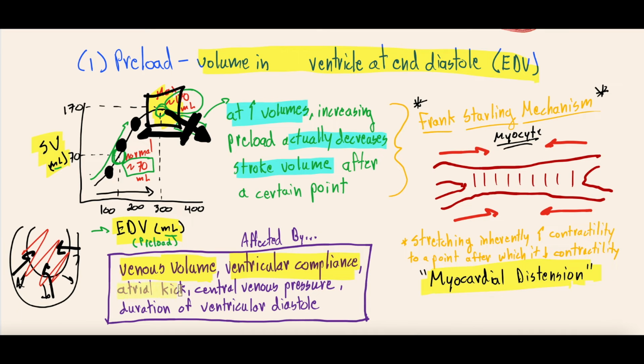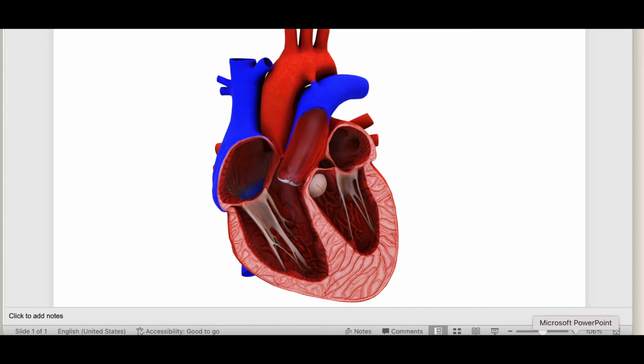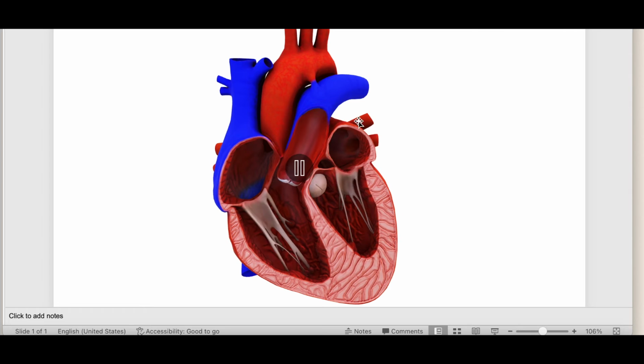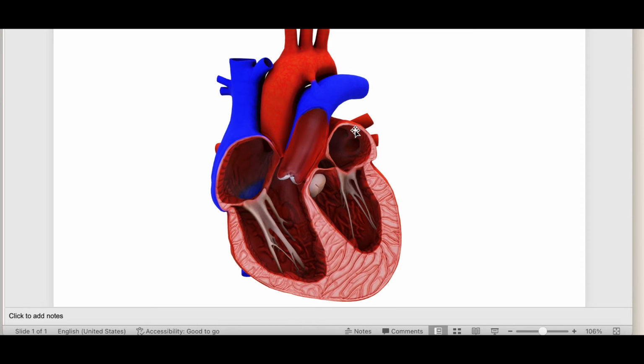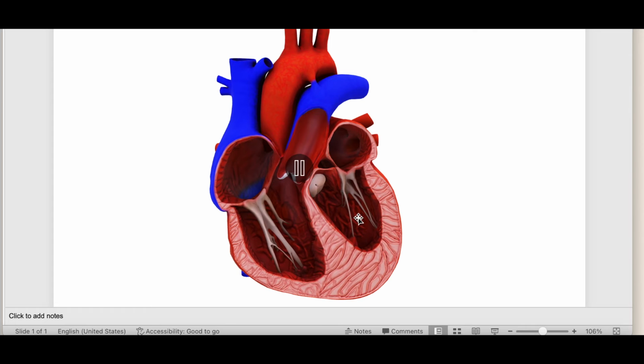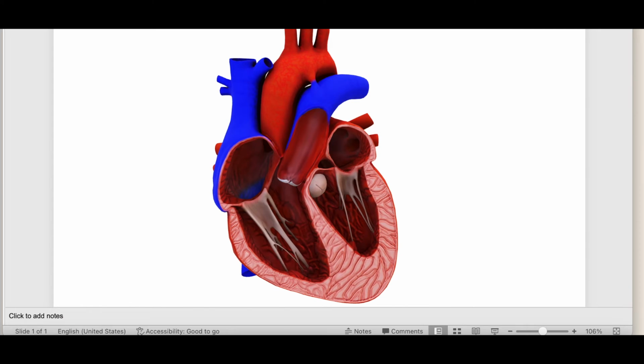Atrial kick affects this as well, which makes sense. Let's look at our video again. Here's your atrium. They pump blood into the ventricle, and what volume is in the ventricle at the end of diastole is your preload. Well, if you have atrial fibrillation, and this atrium is not contracting in a synchronized fashion, you don't have a good atrial kick, or this atrium just isn't pumping a lot of blood into the ventricle, that's going to decrease how much blood is in the ventricle. It's going to decrease your ventricular preload.